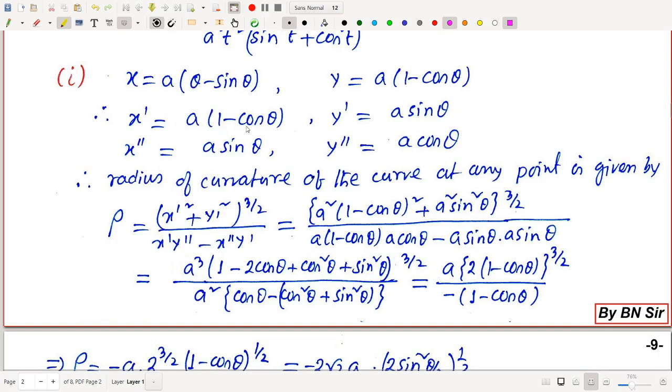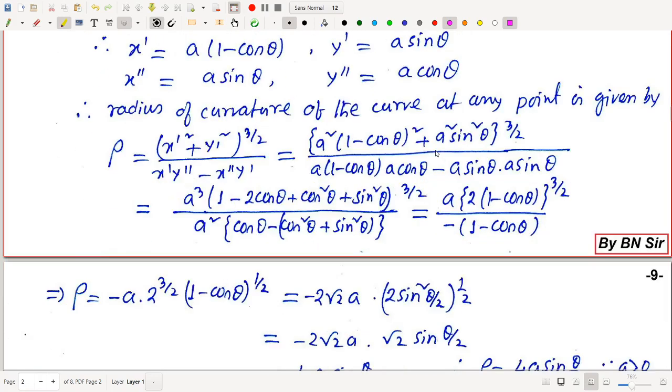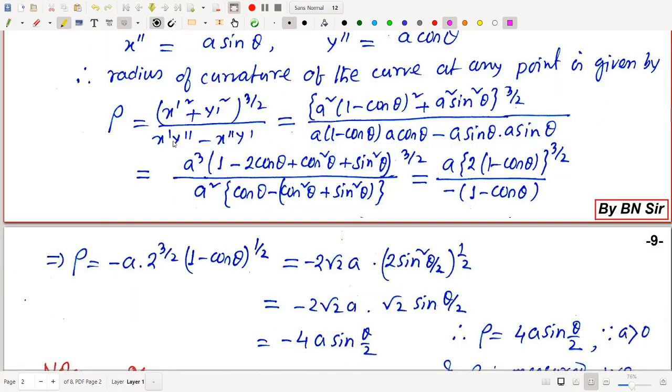Then x double dash: the derivative of cos theta is minus sin theta, so this will become plus a sin theta, and the derivative of 1 is 0. Here y dash is a sin theta, so y double dash will be a cos theta, since the derivative of sin theta is cos theta. Now, the radius of curvature of the curve at any point is given by putting these values of x dash, y dash, x double dash, y double dash in the formula for radius of curvature in parametric form. We get this.